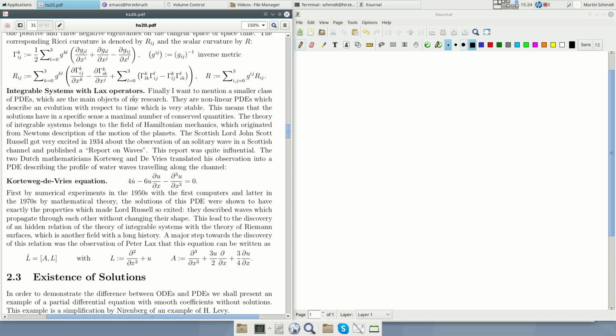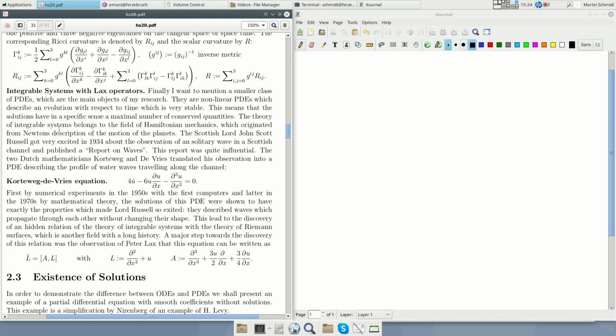Now I come to a third class, which is the main object of my research. This third class is a smaller class and less developed. I call this integrable systems with Lax operator. So what do integrable systems mean? Integrable systems are nonlinear PDEs, or they can also be linear, which describe an evolution with respect to time which is very stable. The term integrable means it's very stable. So this means that the solutions have in a specific sense a maximal number of conserved quantities.